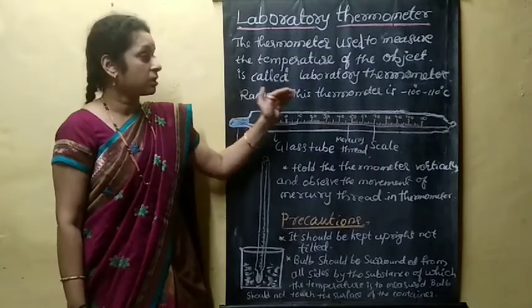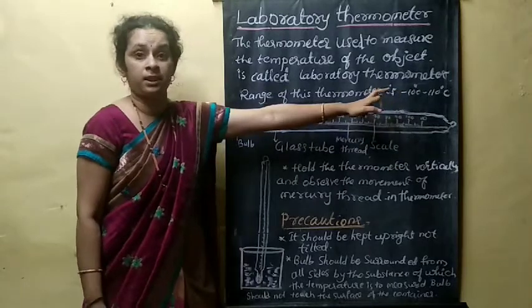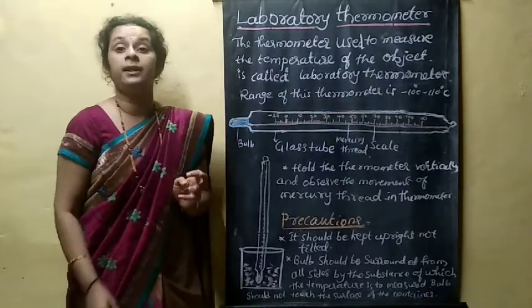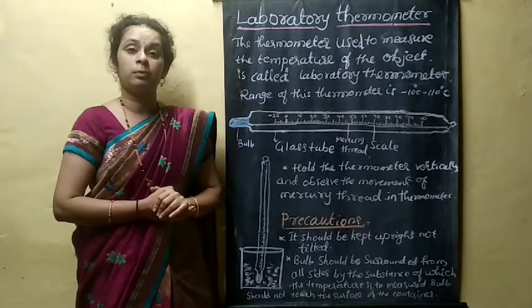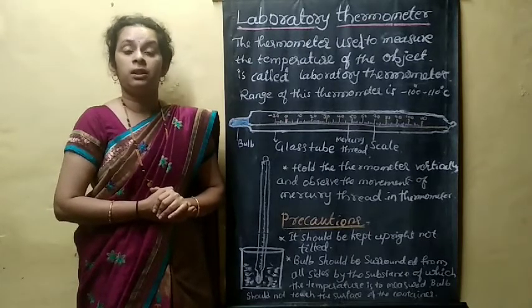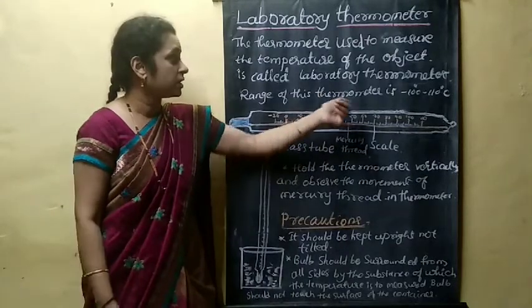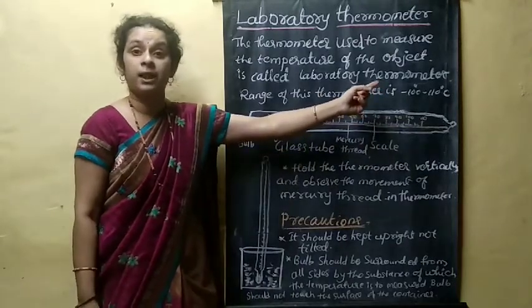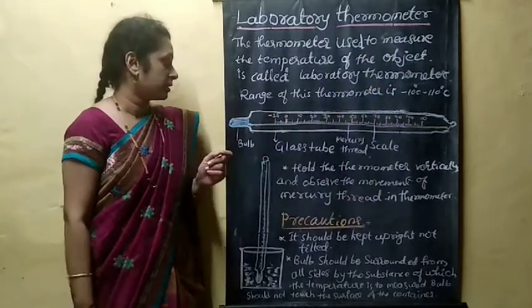The range of this thermometer is minus 10 degrees Celsius to 110 degrees Celsius. Okay, what is the range of the clinical thermometer? That is 35 degrees Celsius to 42 degrees Celsius. Here, what is this range? Minus 10 degrees Celsius to 110 degrees Celsius.